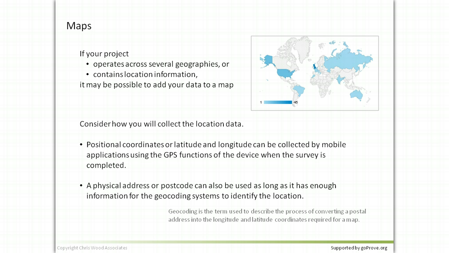Alternatively, you capture a physical address or a postcode. These can be used to map your data as long as there's enough information for geocoding systems to identify that location. Geocoding is the term used to describe the process of converting a postal address into the longitude and latitude required for a map.